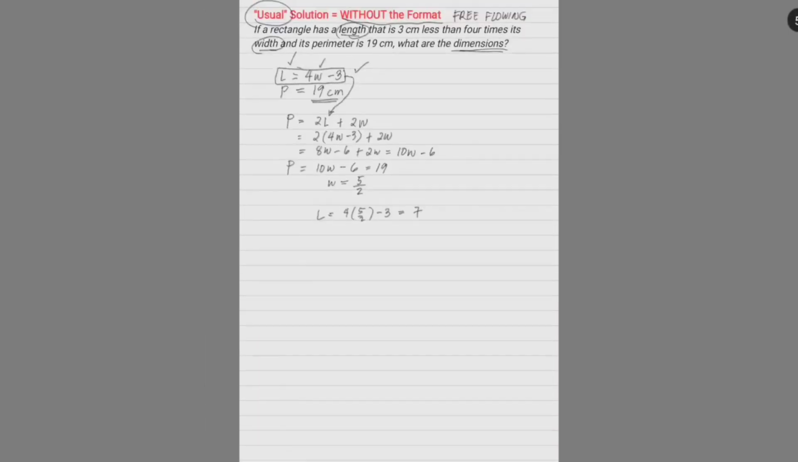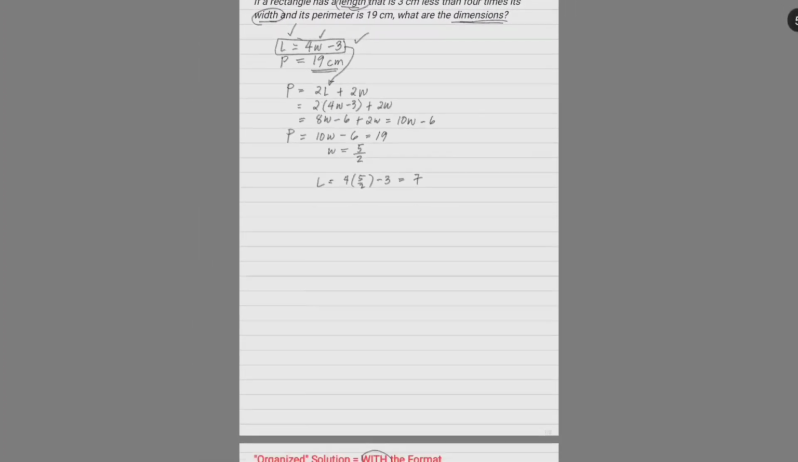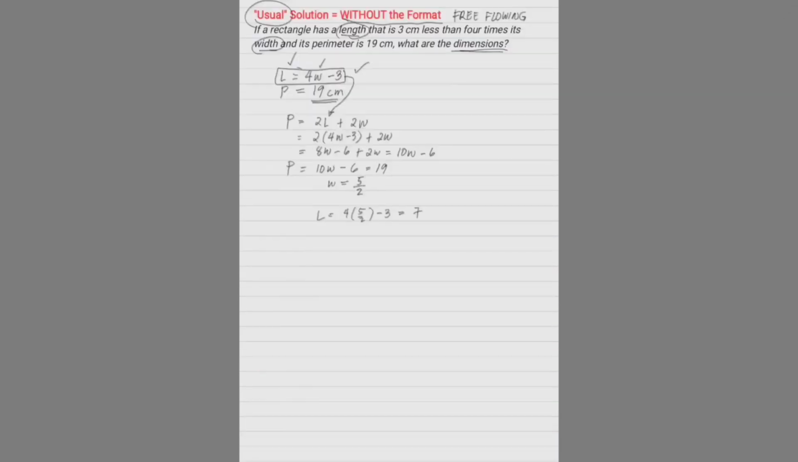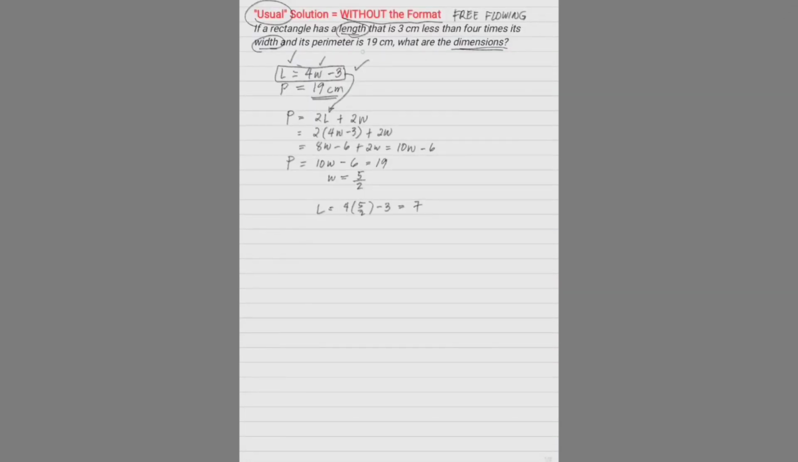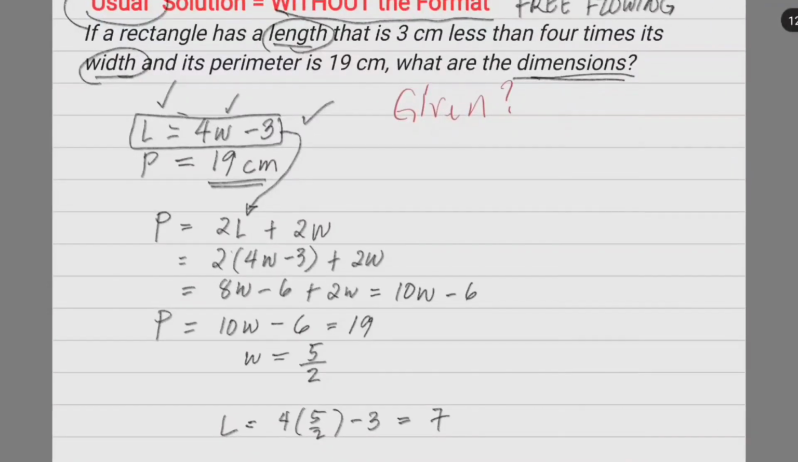Now let's compare that to the first kind. See, this is so simple. And then I will look for your drawings. Where's your given? This is how I will mark this. Where's your given? Okay, so you set up this equation. There will be points for that. You put here 19 centimeters. I can give you points for that.